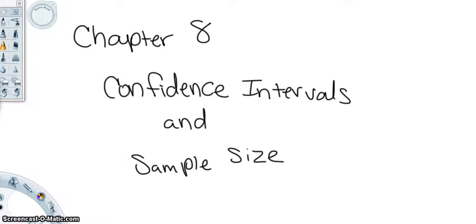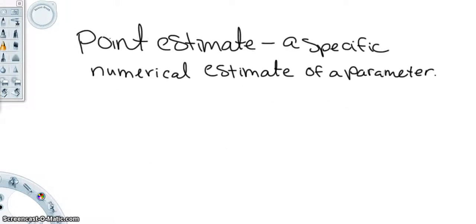So we're in Chapter 8. We're learning about confidence intervals and sample size. Please bear with me as this is the second time I have to rewrite and record this. Our first vocab word from this section is point estimate.